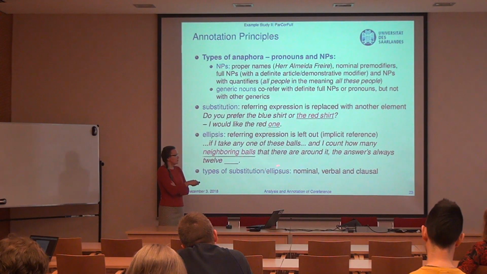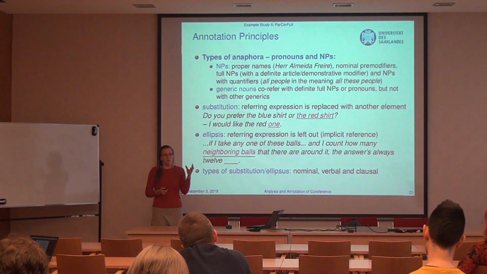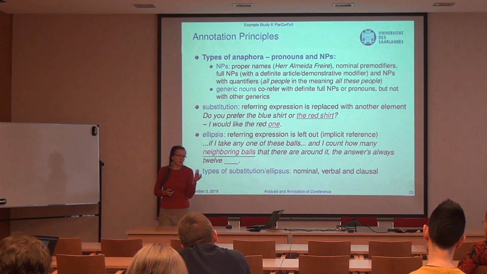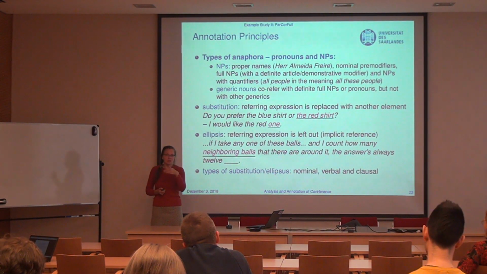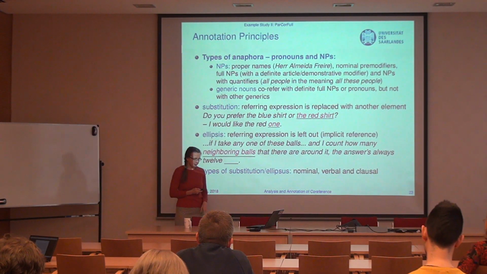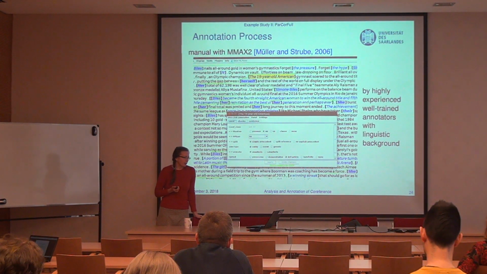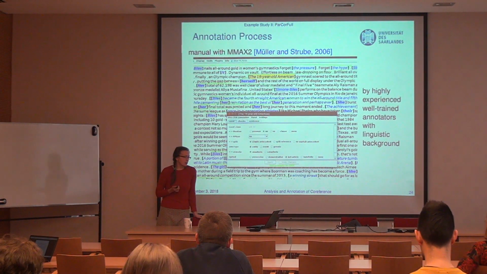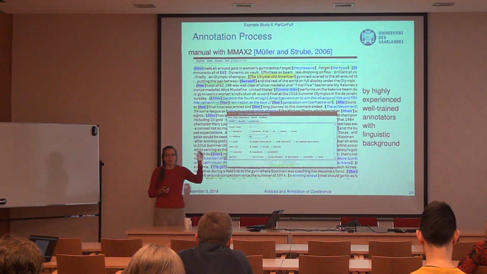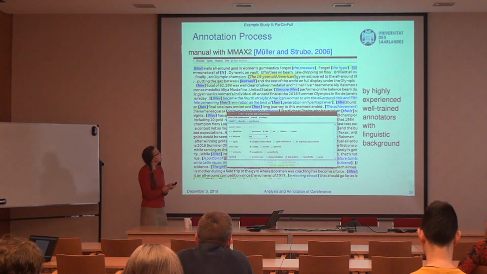And for substitution, we categorize ellipses. We categorize them into nominal, verbal, and clausal, again according to the structural subtypes. So for example, if a noun is omitted, then it's nominal. If a verb is omitted, then it's verbal, and so on. We again use the annotation tool for annotating, because it's convenient from the point of view of linking elements, so adding links.